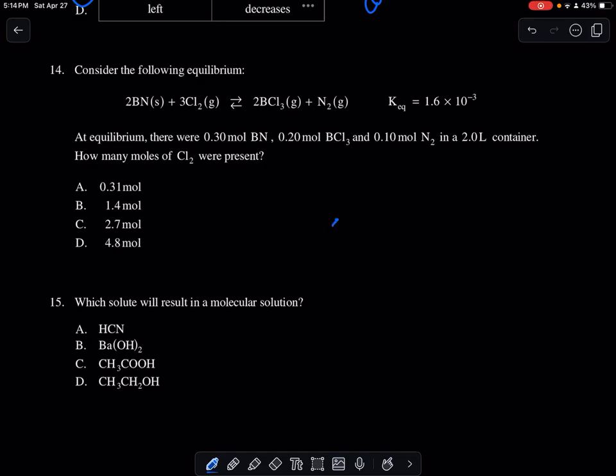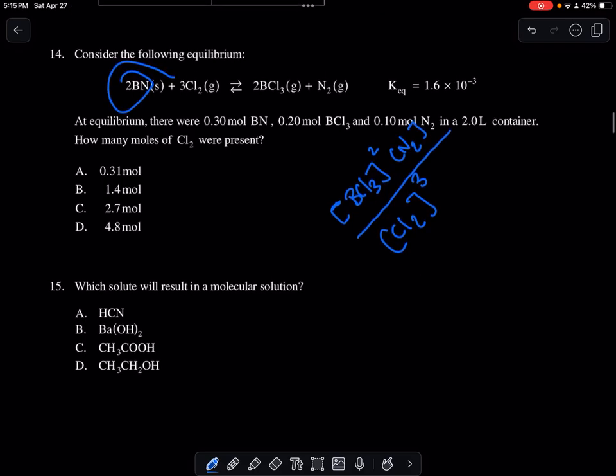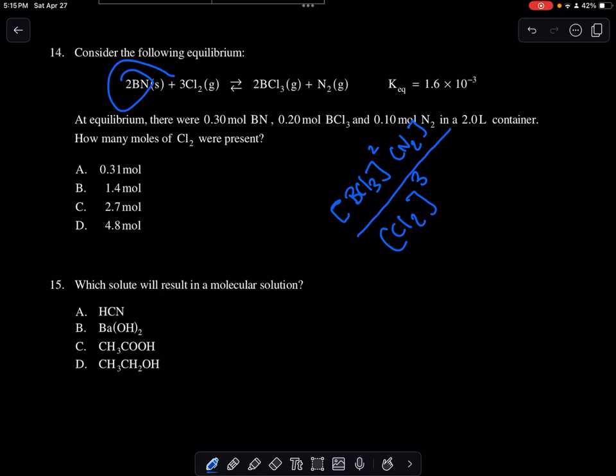So let's write out our equilibrium expression. So BCl3, that's going to be to the power of 2, N2 to the power of 1, Cl2 to the power of 3. Then we do not include this species because it's a solid. So we have correctly written the equilibrium expression, and they want us to solve for the moles of Cl2.